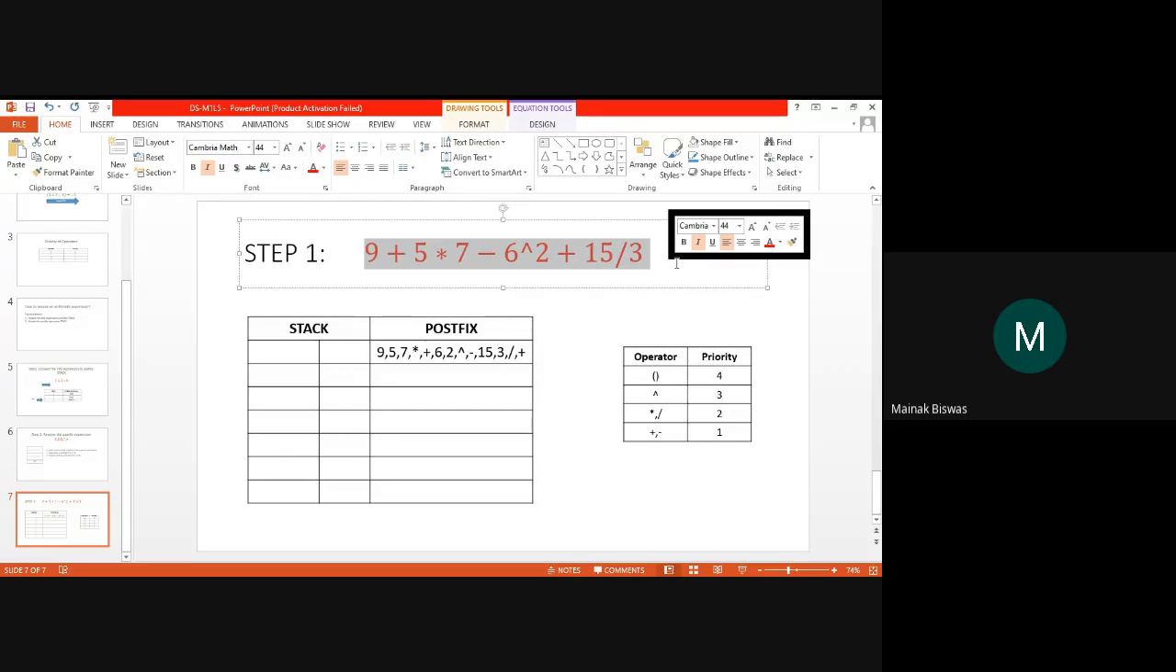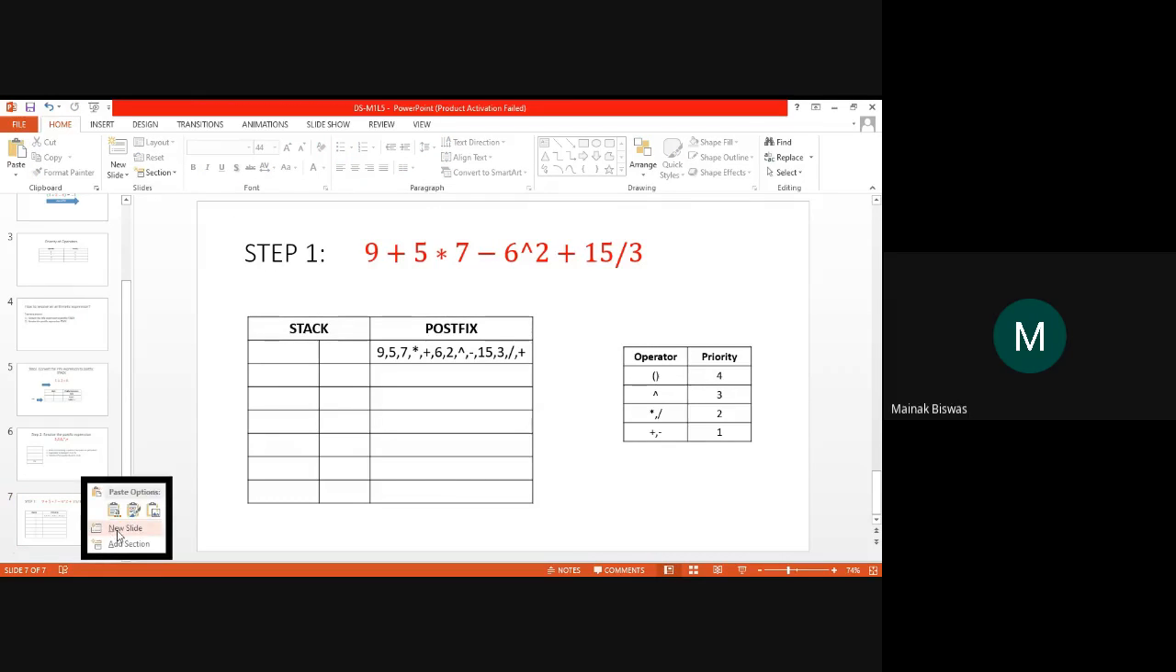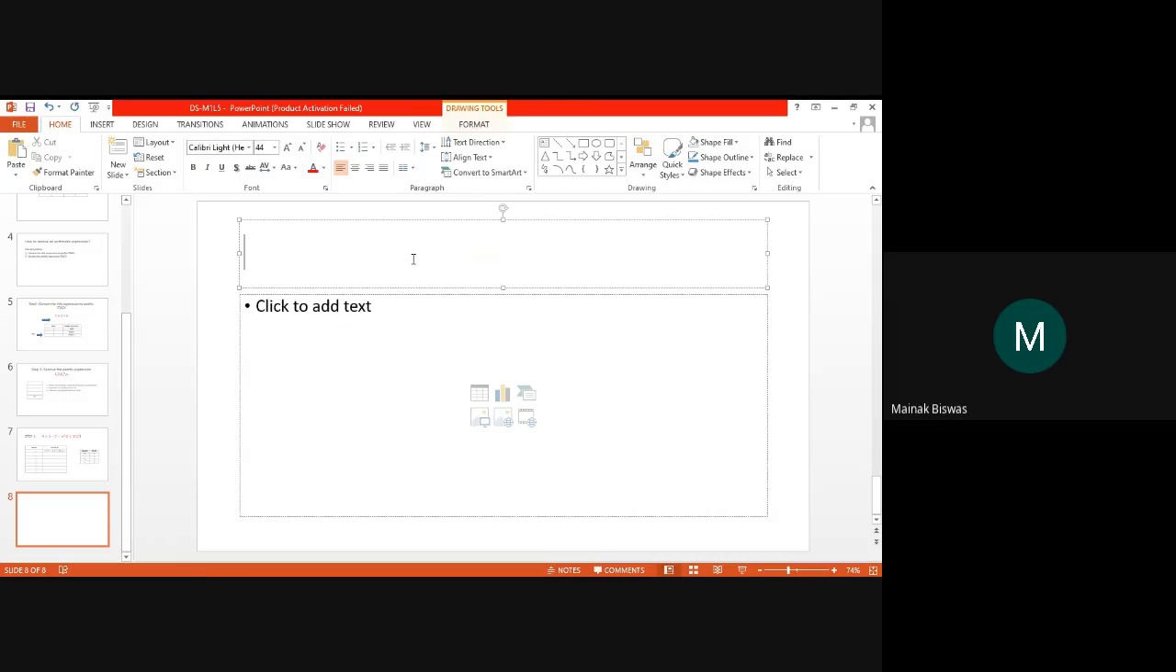Now what do we have to do? We have to resolve it. That is step number 2. What is step 2? Resolve the arithmetic postfix expression. This is our postfix expression. Let's write it down.